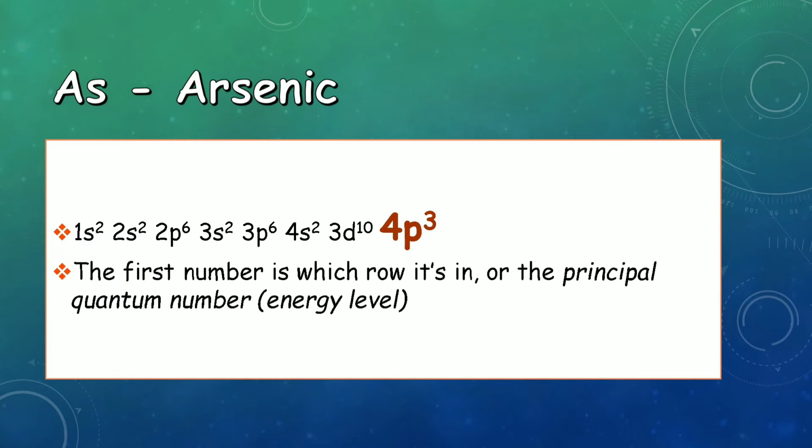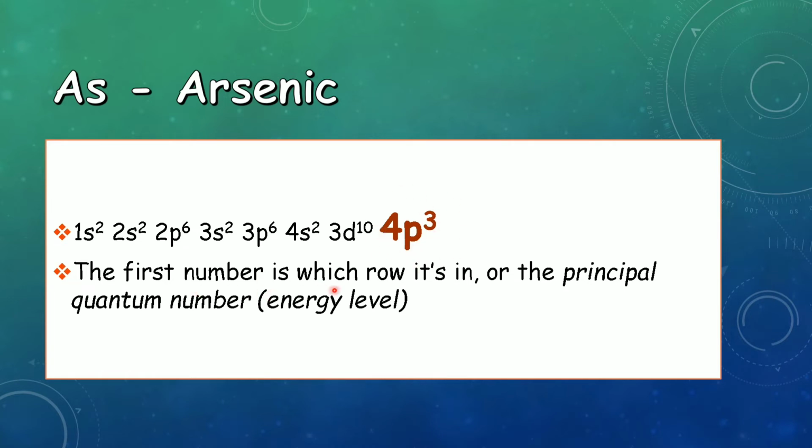Next, the first number is which row it's in. So, ito pong mga electron configuration natin ay meron pong mga ibig sabihin. So, para malaman natin kung nasaan yung element na to, titignan po natin yung pinakahuling sublevel doon sa electron configuration niya. So, ang last electron configuration ng arsenic ay 4p3.